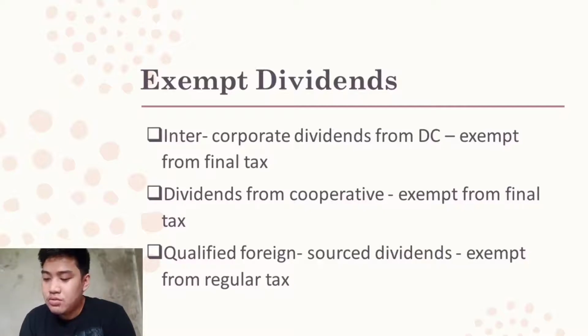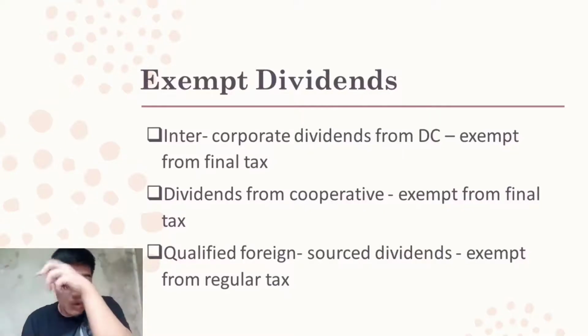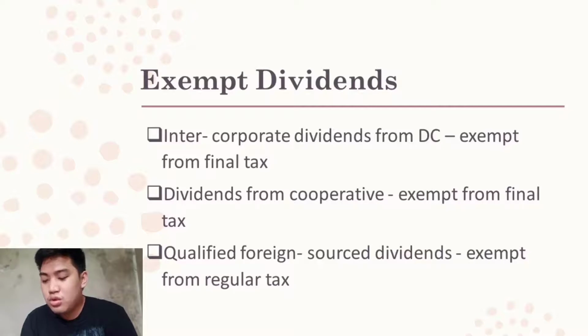Intercorporate dividends received by a domestic corporation or a resident foreign corporation from a domestic corporation are exempt under the NIRC to minimize double taxation. Intercorporate means two or more entities or corporations.